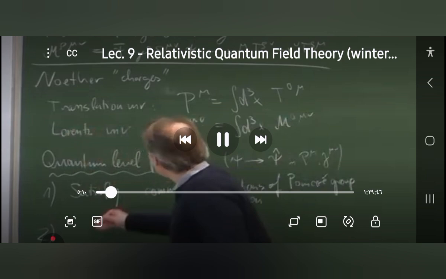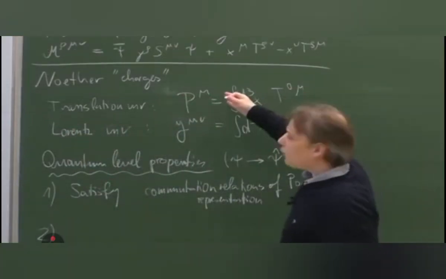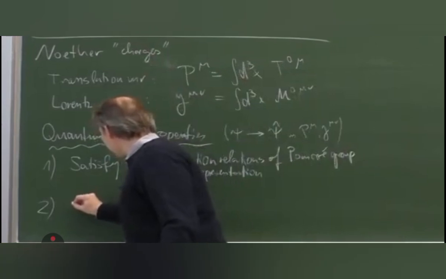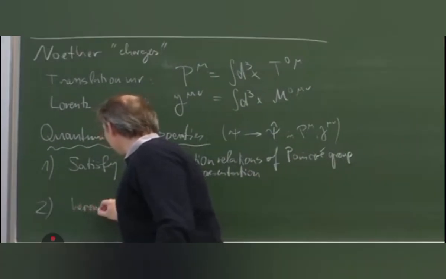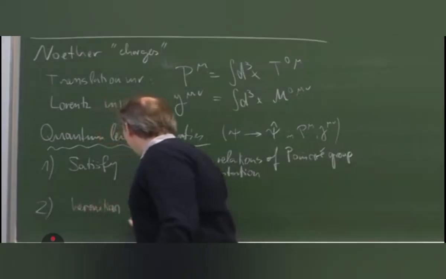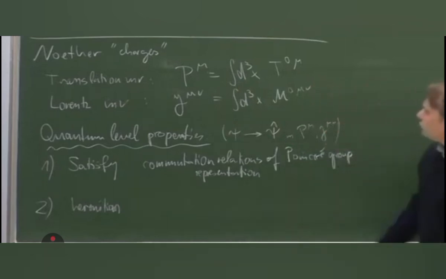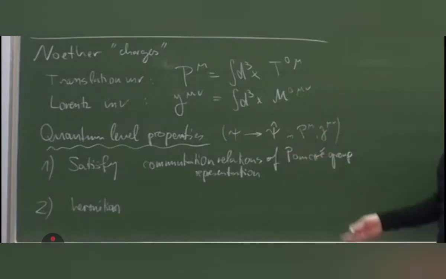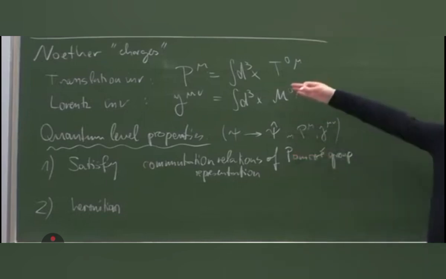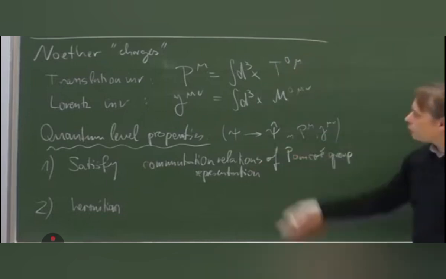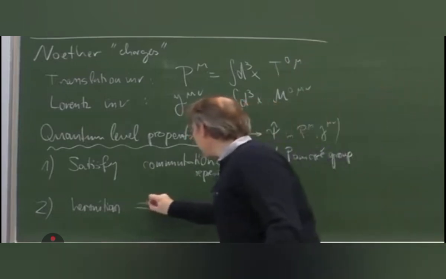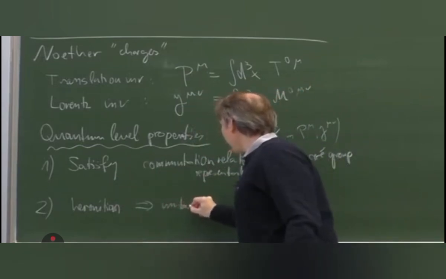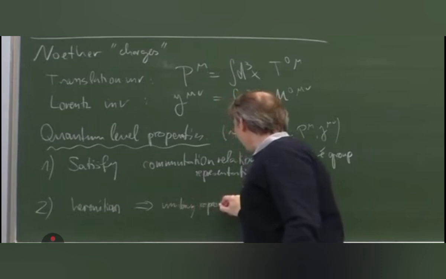Second, these operators here are Hermitian, just by their definition. They are Hermitian operators, and therefore the representation of our Poincaré group is a unitary representation, because that would be e to the i times those operators, and so therefore we have defined a unitary representation of the Poincaré group.